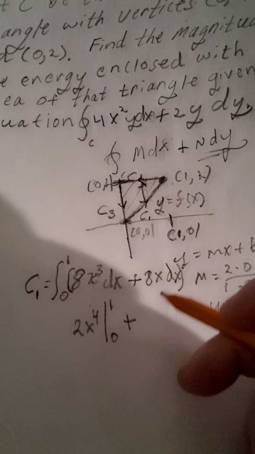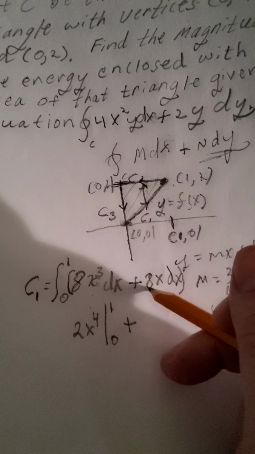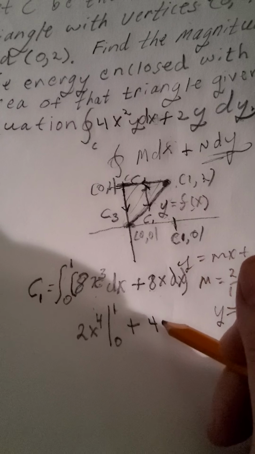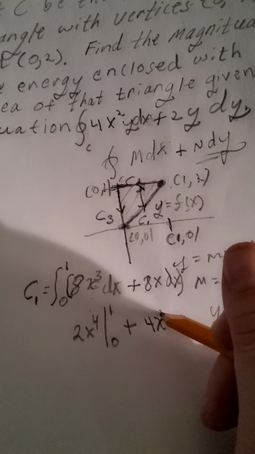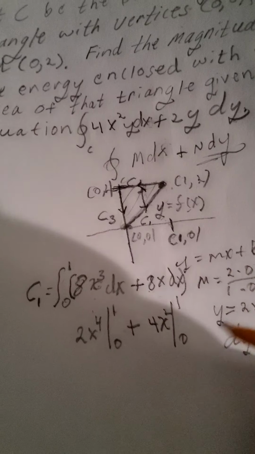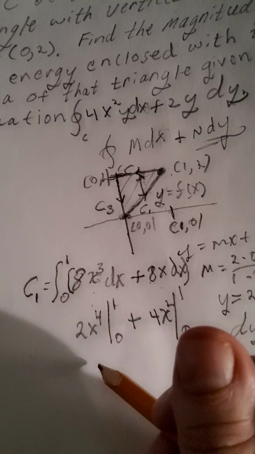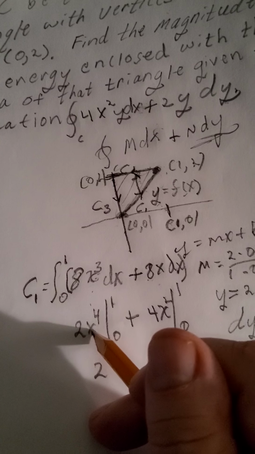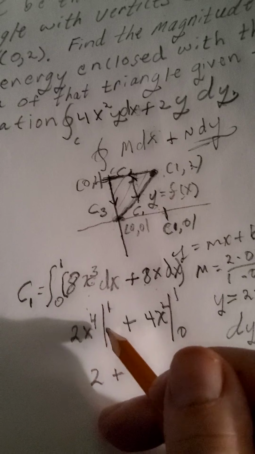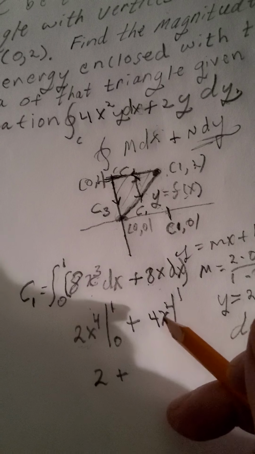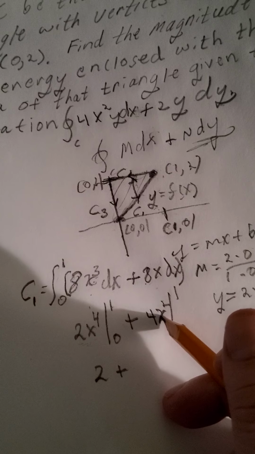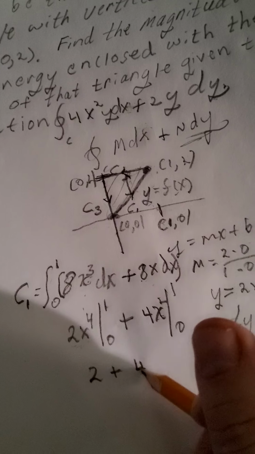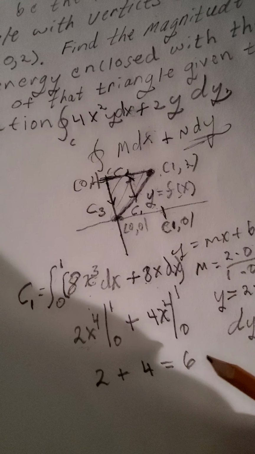And then plus, when I integrate this, x squared over 2, but I got the 8 here, so 2 goes into 8 4 times, so I'm going to get 4x squared evaluated at 1 and 0. And then when I plug in 1, I'm going to have 2 plus, see, 2 times 1 is 2, because 1 to the 4th power is still going to be 1, so 2 times 1 is 2. 4x squared, well, I'm putting 1 in there, so 4 times 1 is just 4 again, and that's going to be 6.